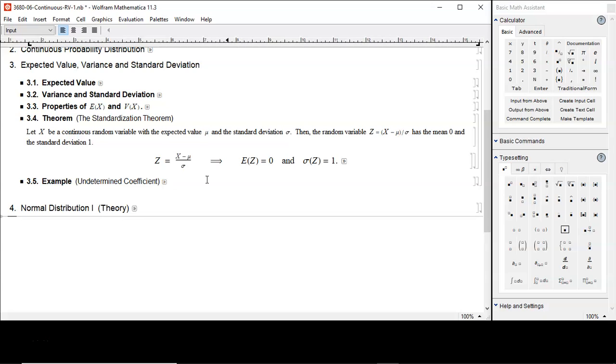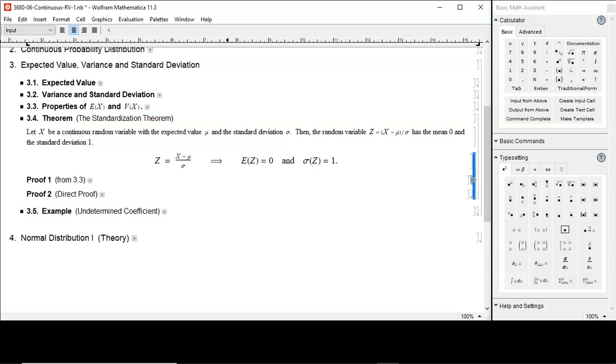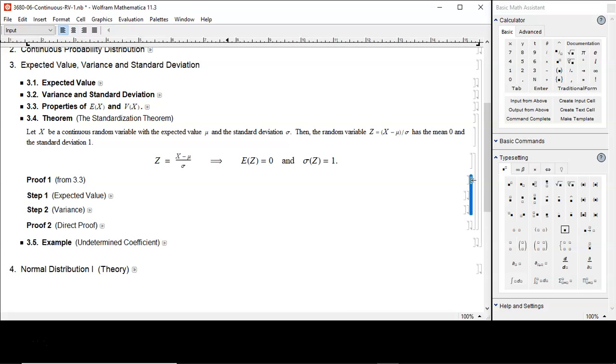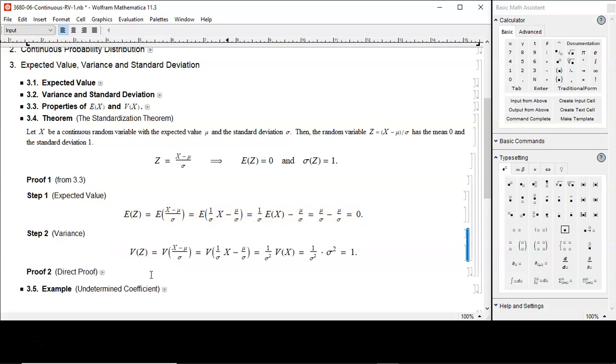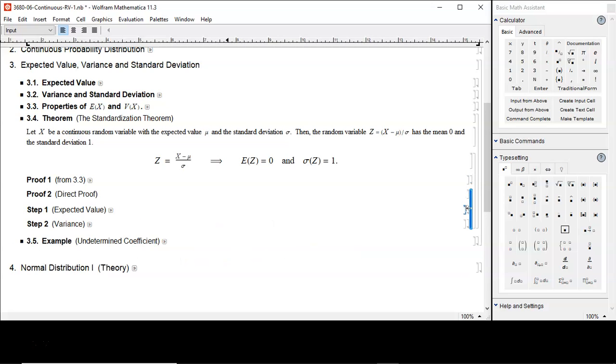Let's go to standardization and prove that. The proof is actually easy. You can use whatever you did before, the expected value of this. So you use ax minus b like this and then calculate directly. Variance, again, you can use ax minus b like this, and then a is 1 over sigma squared. So you can prove it like this using the previous result. Or you can do it directly.